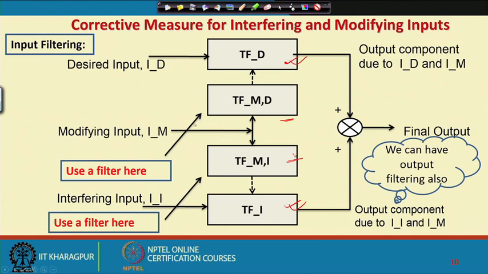So, I can put a filter here to filter out the effect of the modifying input, or I can put a filter here to filter out the effect of the interfering input. It is also possible to put a filter at the output. Putting a filter at the input is known as input filtering, and putting a filter at the output is known as output filtering.